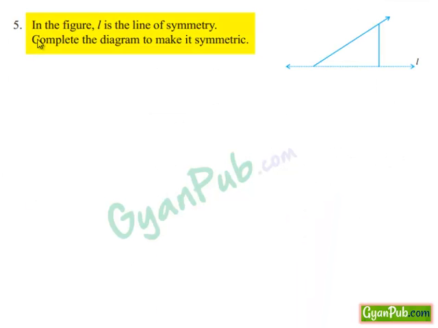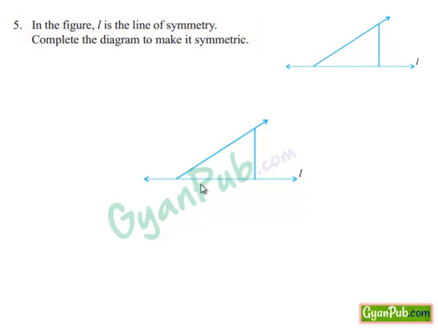The given question is, in the figure L is the line of symmetry, complete the diagram to make it symmetric. Here if we see in the diagram, L is the line of symmetry as they have given, here is the diagram. So let's take the diagram. As we know the definition for the line of symmetry, the line of symmetry is defined such that when the figure is divided through that line, the object should be same as its mirror image. That is, if we fold the object, the upper side should also be the same as the lower side.